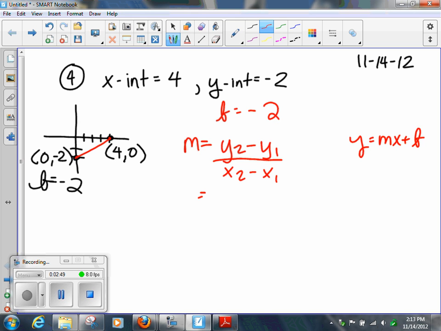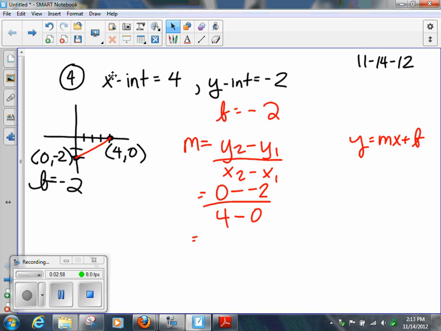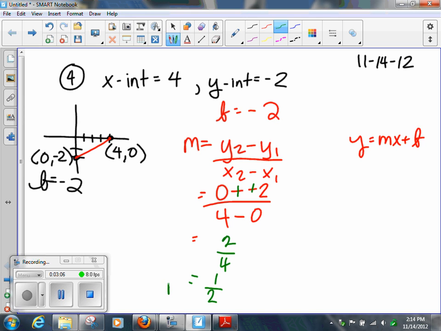My y values are 0 minus -2. My x values are 4 minus 0. And then minus a negative is actually plus a positive, 2 over 4, which is 1/2. Did you go -2 minus 0 over 0 minus 4? Yeah, but I got 2. Okay, just a small mistake, sounds like.